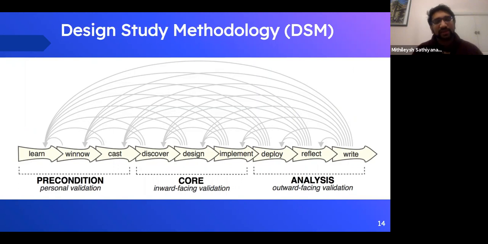So we start with something called learning, followed by winnowing, casting. Learning is nothing but understanding the literature, or understanding the initial domain itself. And in winnowing, you try to winnow and get the right collaborator, because you cannot just have a collaborator for the sake of having one from a particular domain.